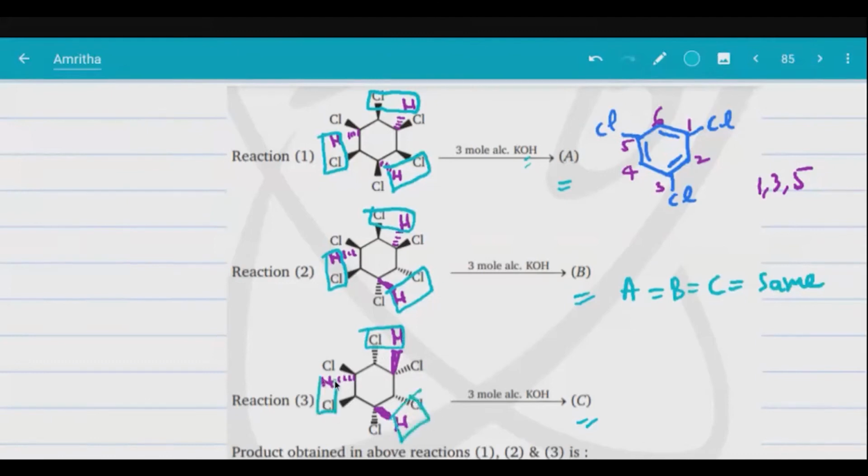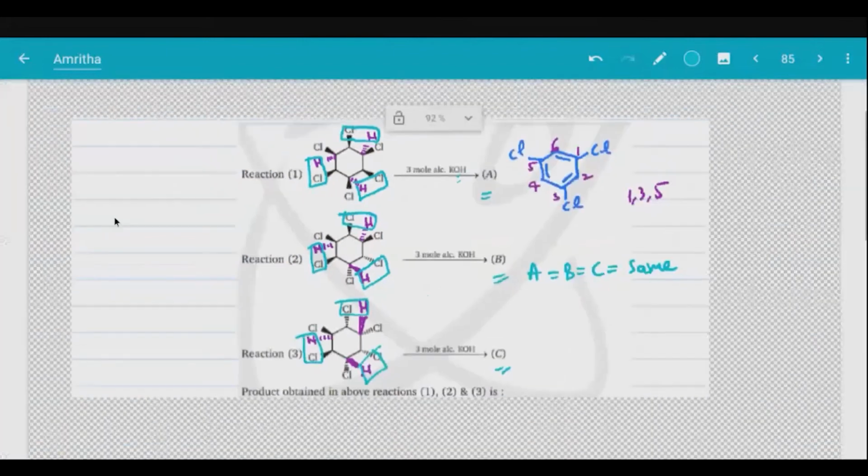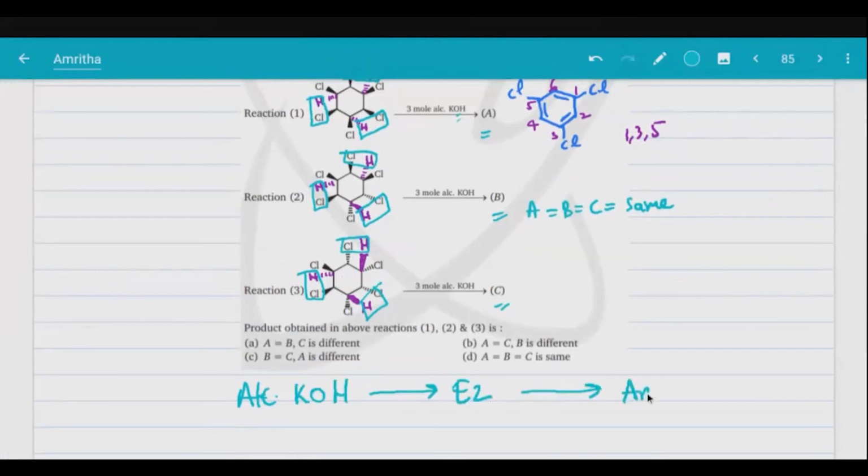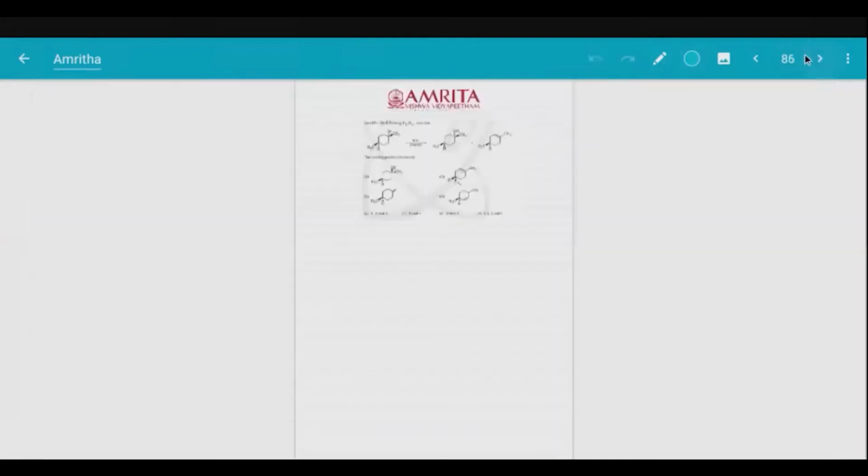And there is HCl. All are dehydrohalogenations because alcoholic KOH in all cases. They must be anti. So the major point is here: alcoholic KOH wherever you see, that must be E2. Anti-elimination. Clear? All clear. Okay, done. Right. Next question.